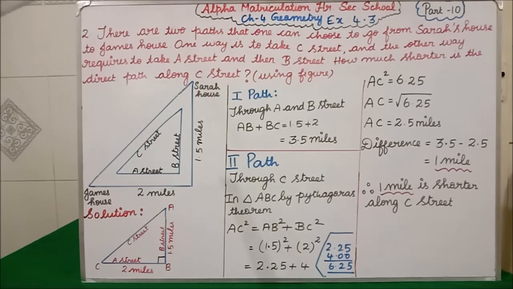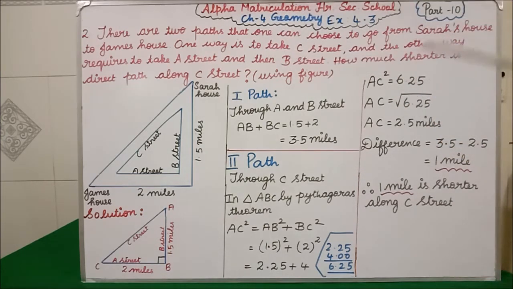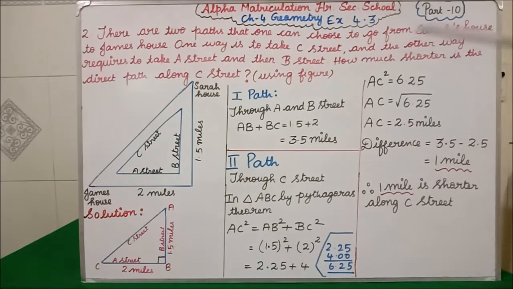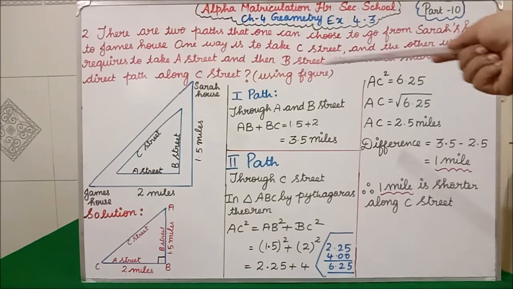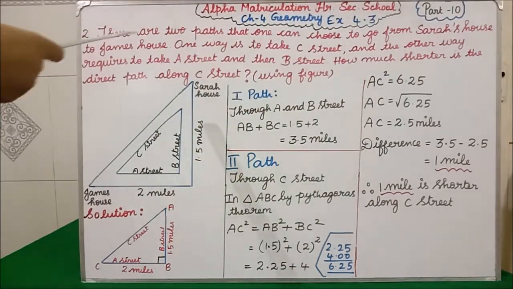See the question. There are two paths that one can choose to go from Sarah's house to James's house. One way is to take C street, and the other way requires taking A street and then B street. How much shorter is the direct path along C street? Using the figure. This diagram they will give you in your question itself. Okay, I'll explain the question now. There are two paths that one can choose to go from Sarah's house to James's house.